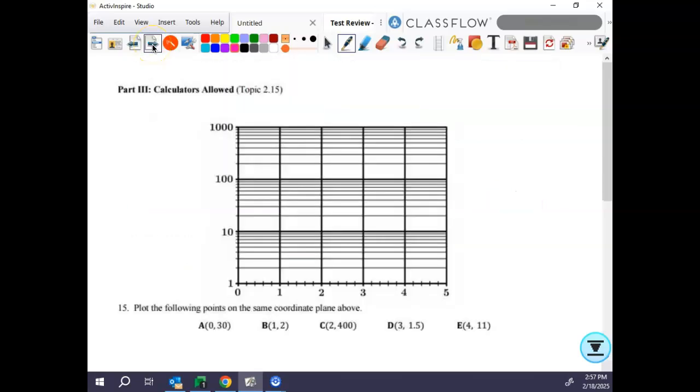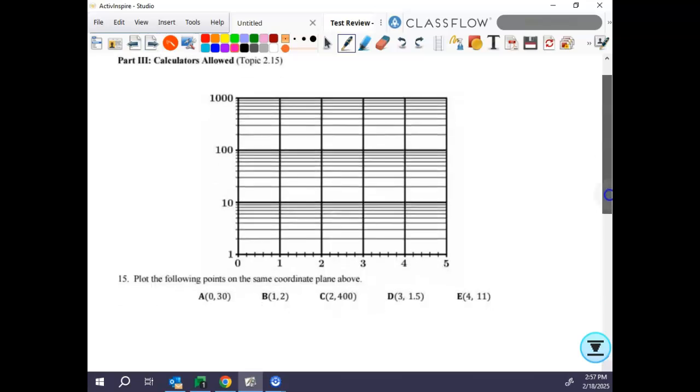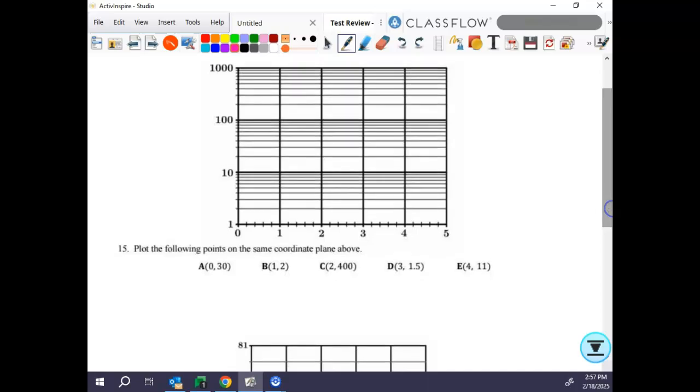Now we're graphing, and it says calculators allowed. So here's the thing about the calculator section. Not all of them require the use of the calculator, and on not all the questions, even having the calculator wouldn't help you on some of them. It's just the way it's organized. I don't really have an answer to that.